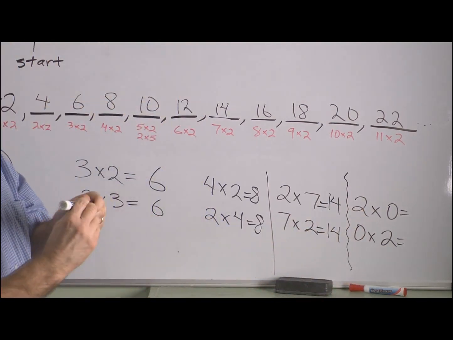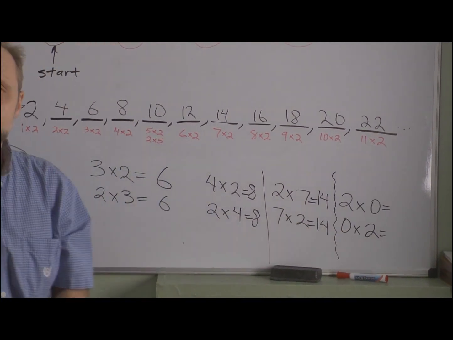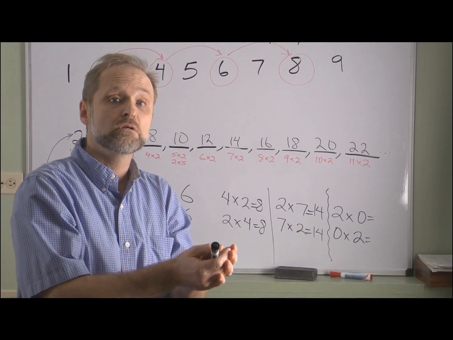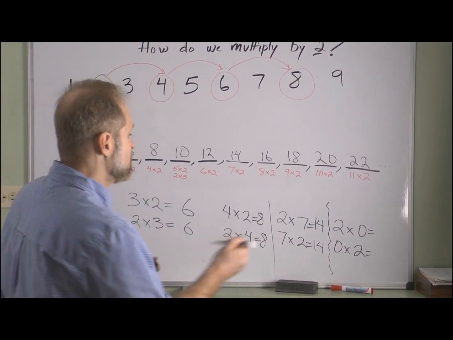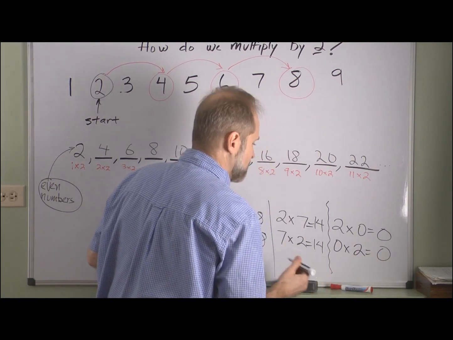Last one. Let's take a look at the last one. Two groups of 0. Well, that's a fun one. We all know if we multiply by 0, the answer is going to be 0, of course. So 2 times 0 is 0. 0 times 2 is 0 again.